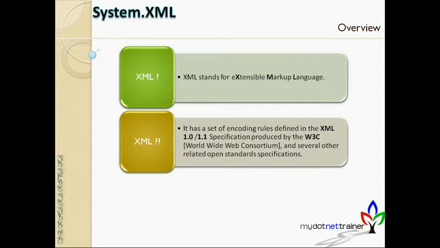It has a set of encoding rules defined in the XML 1.0 and 1.1 specifications produced by the W3C. I hope you already know these basic internet fundamentals. When anyone talks about basic internet fundamentals, they usually talk about the W3C, which stands for World Wide Web Consortium. It's a governing body or standards body which regulates or approves the standards for anything that supports the internet as an infrastructure.